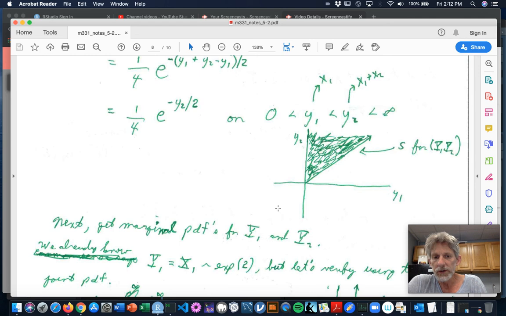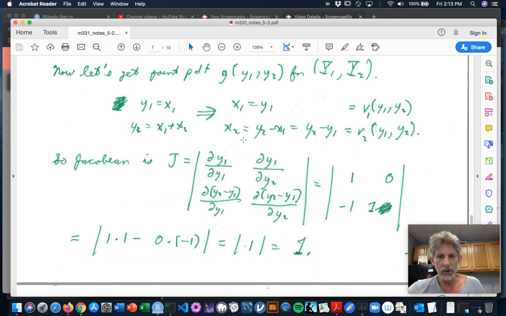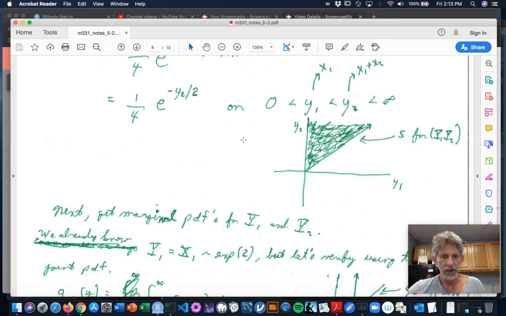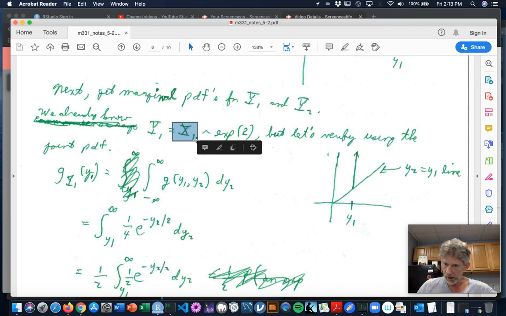So now we can get the marginals for y1 and for y2. We're interested mostly in the marginal for y2 because that's the mysterious sum of the independent chi-squares. But I'm just going to go ahead and get both marginals just for fun. So thinking about trying to get y1. In a way, we already know the answer because y1 is x1, and we know that x1 is a chi-square with 2 degrees of freedom, which is the same as an exponential with theta parameter 2. But let's at least see if we can verify that by getting the marginal off of the joint, making sure we can do the math.